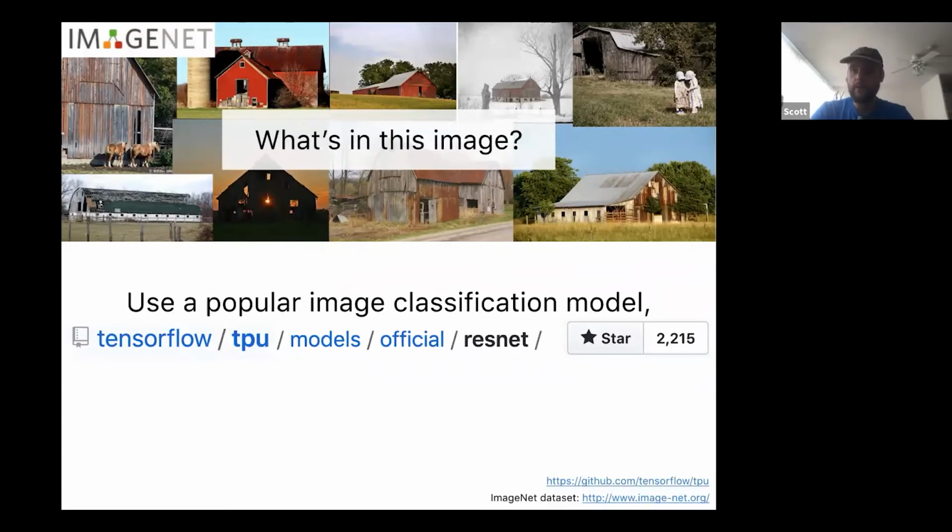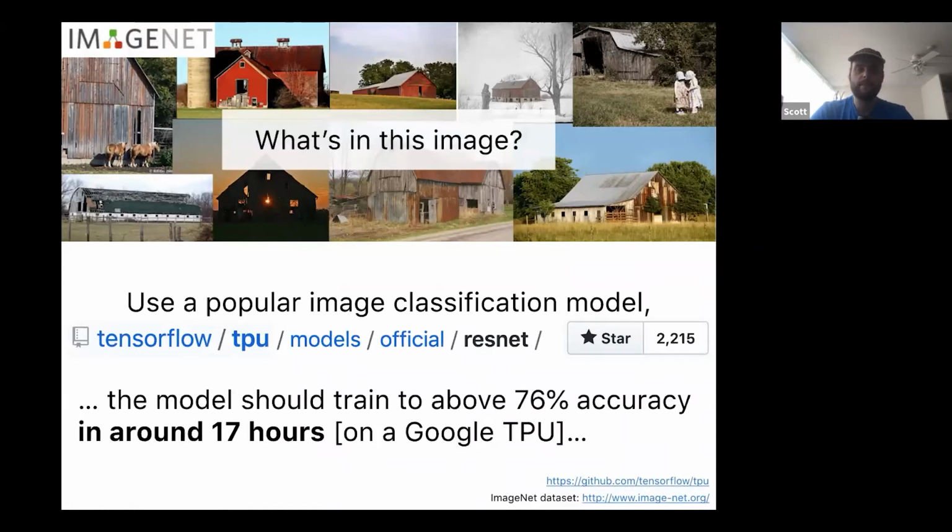One very popular model to use on this data set is ResNet. I've used that a couple of times. It's a deep neural net with millions or billions of parameters. I'm not sure which one. It's large, certainly. And if you look at TensorFlow's TPU example, that requires 17 hours to train to pretty high accuracy on a Google TPU. That's a long time.